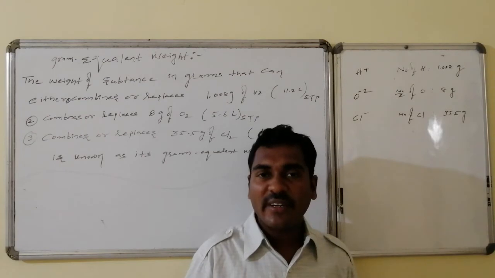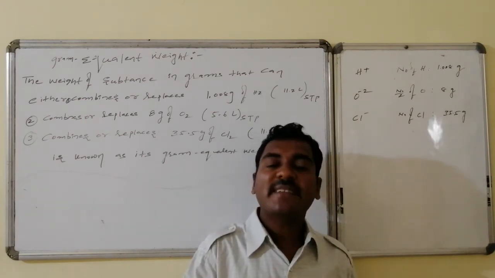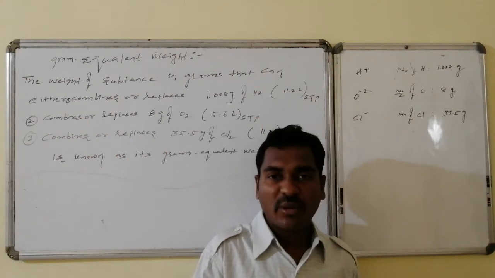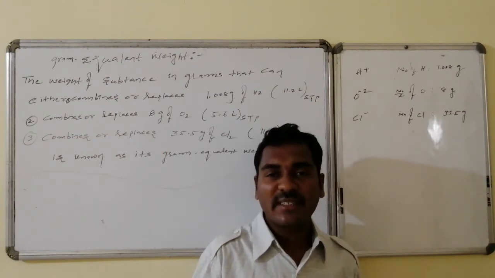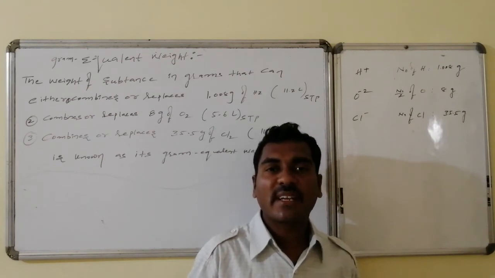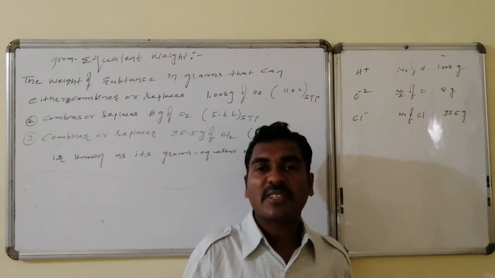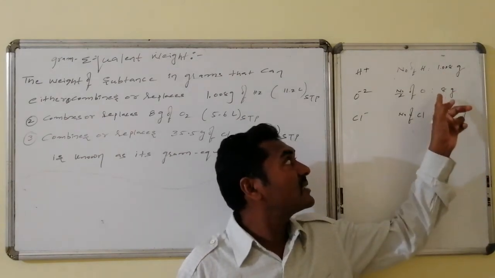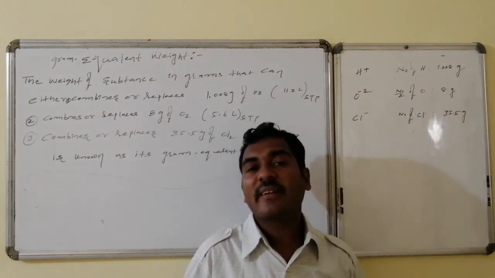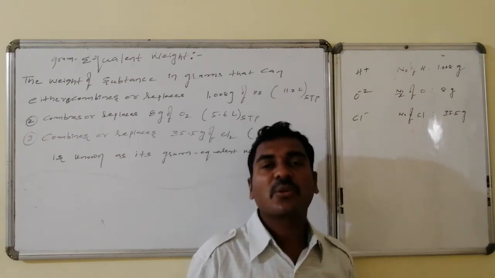Whereas in terms of hydrogen, it becomes equal to the weight of substance that can combine with or replace 1 gram approximately, otherwise 1.008 grams of hydrogen, 8 grams of oxygen or 35.5 grams of chlorine. The equivalent weight, the reactive amount of substance that can react with these, is said to be its corresponding gram equivalent weight. Now let us go for the example.